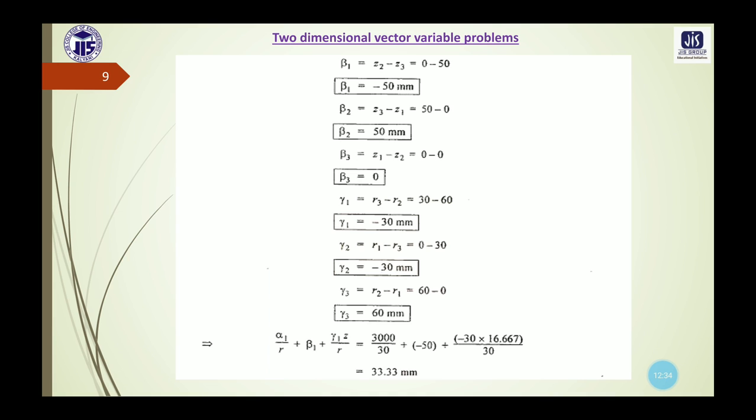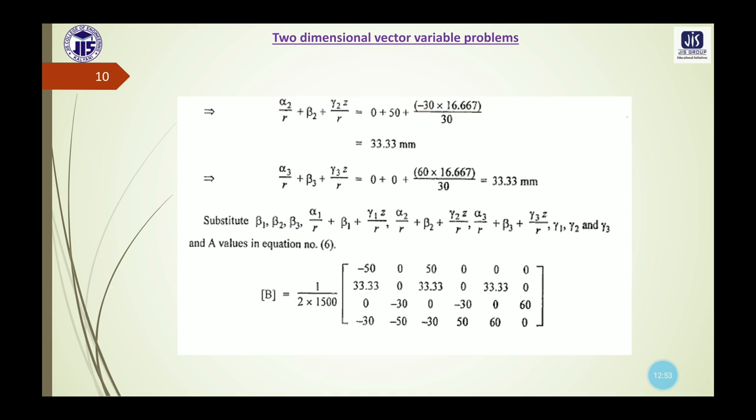Now we need to calculate this value, that is alpha 1 by R plus beta 1 plus gamma 1 Z by R. Putting all the values of alpha 1, beta 1, gamma 1, R and Z, we can calculate this part as 33.33 millimeter. Next, we need to calculate the value of alpha 2 by R plus beta 2 plus gamma 2 Z by R, which we get as 33.33 millimeter. Next, we need to calculate alpha 3 by R plus beta 3 plus gamma 3 Z by R.